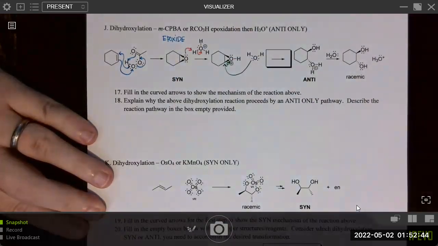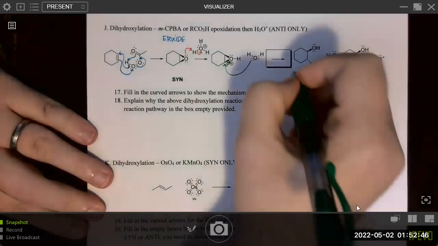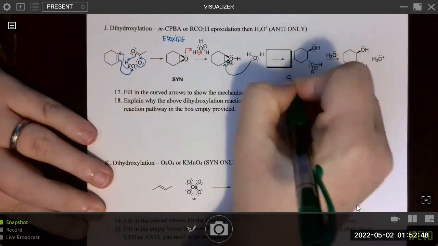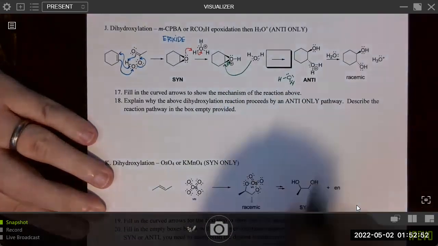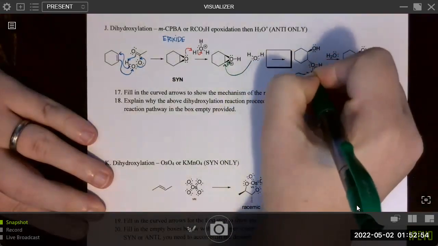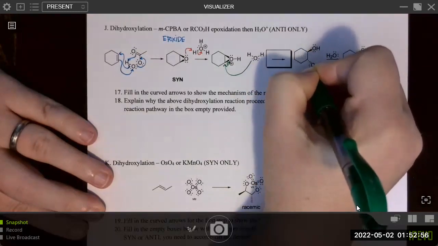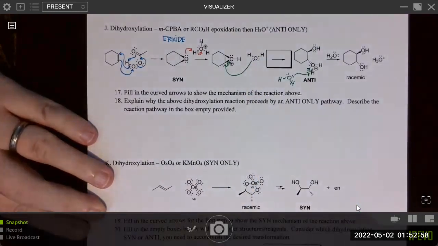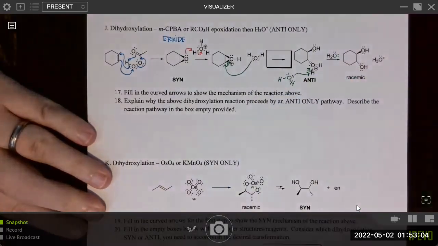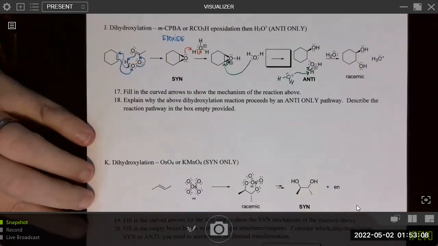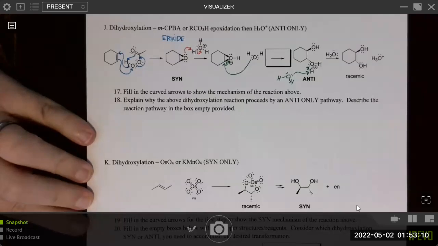Okay, and then we want to have the following last proton transfer to get a neutral product. And we end up with the racemic anti-dihydroxylation product. Okay, so fill in the curved arrows.